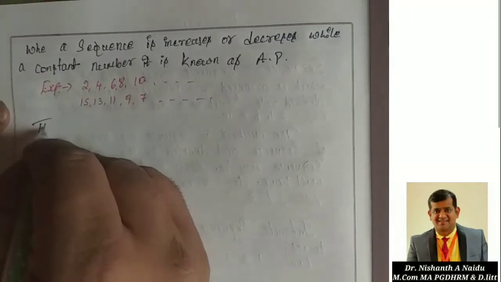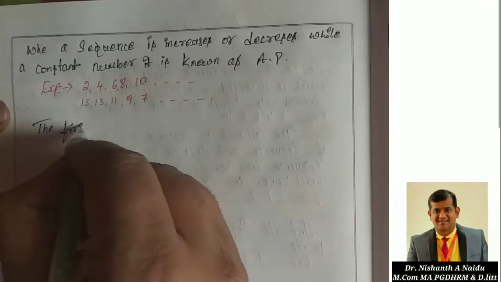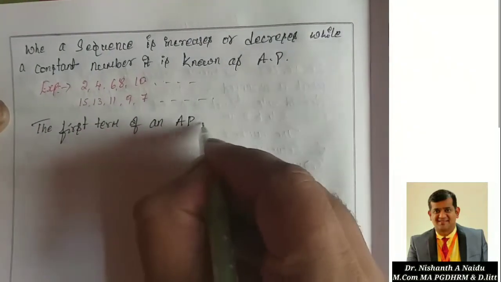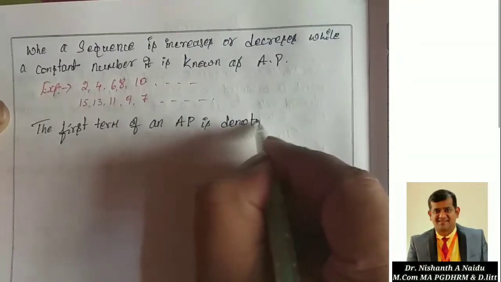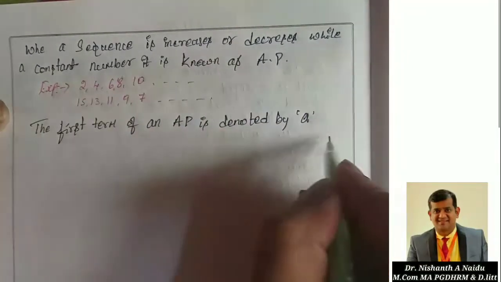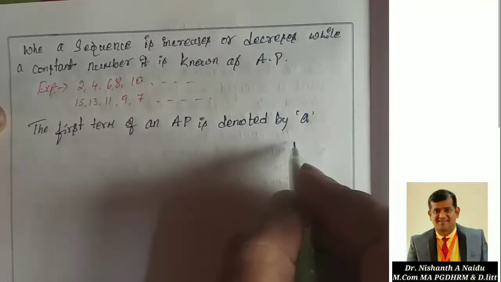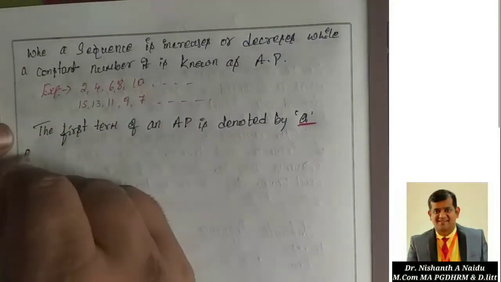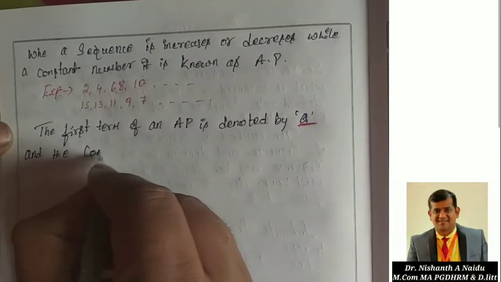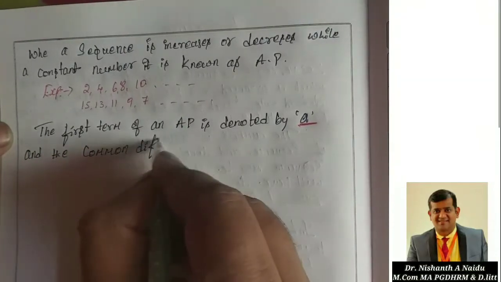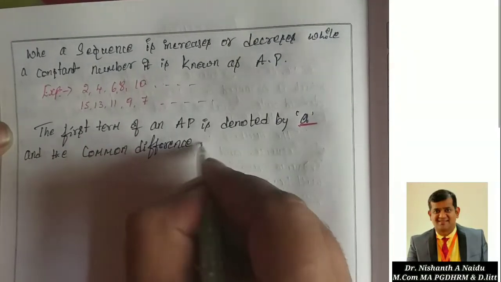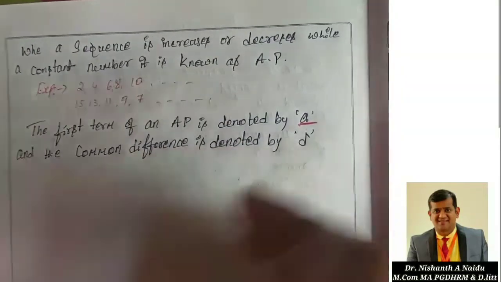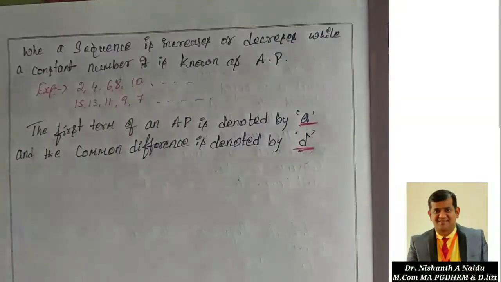So for solving the problem, you should know that the first term of an AP, an arithmetic progression, is always denoted by the small letter A. Okay, so you should remember that, because the entire problem is going to depend on this. And the common difference in the problem is denoted by the small letter D. Remember, the common difference is denoted by D.